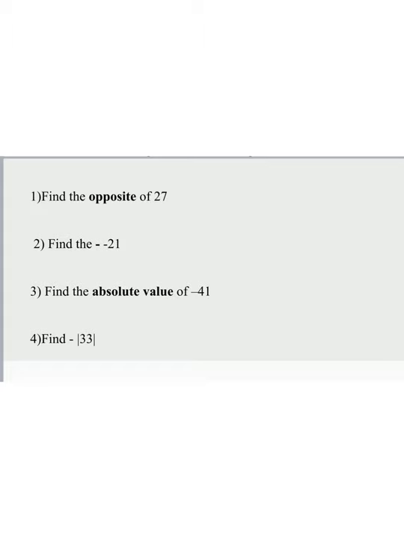So the first one says find the opposite of 27. Remember, for the opposite, take the number that you have, like 27, and figure out what number is the same distance from 0 but in the opposite direction. So the opposite of 27 would be negative 27, because negative 27 is 27 spaces away from 0, and positive 27 is also 27 spaces away from 0 but in the opposite direction. So they are opposites of each other.